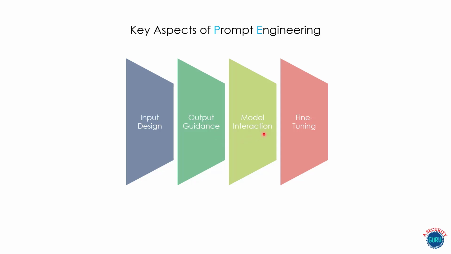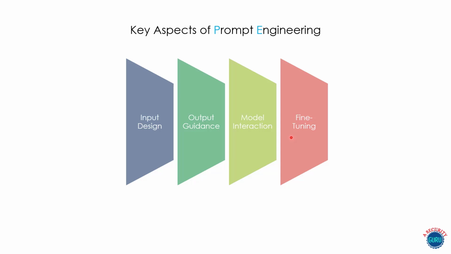The model interaction. We can ask an AI system to act as a QA engineer or automation engineer in order to get the desired output from the AI system. And fine tuning. Suppose after giving the input, we still need some more details. We need to fine tune our prompt. For example, we can ask the AI system to provide steps to set up Selenium on the system. So we might have to fine tune our prompt as well once the output is generated by the system.